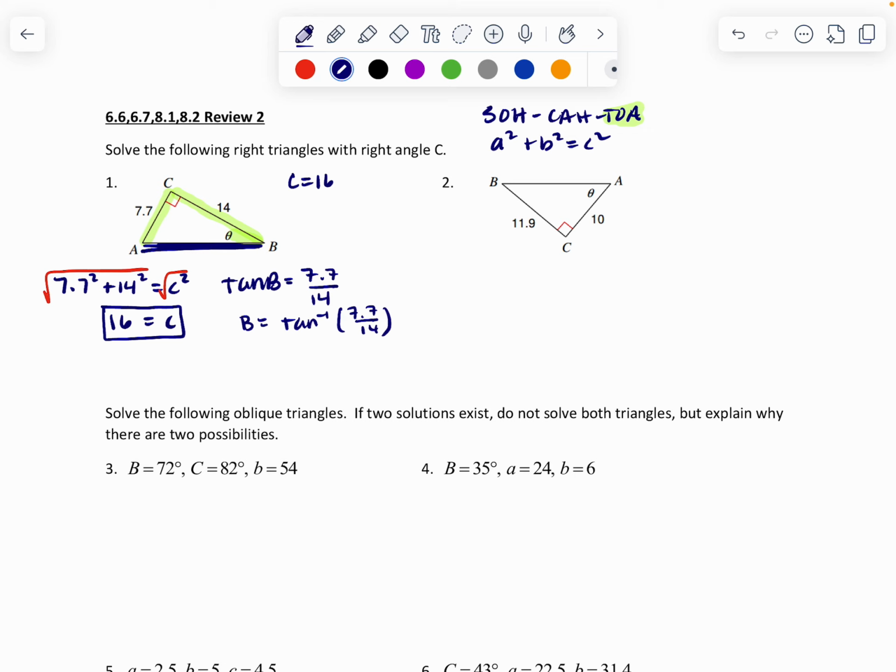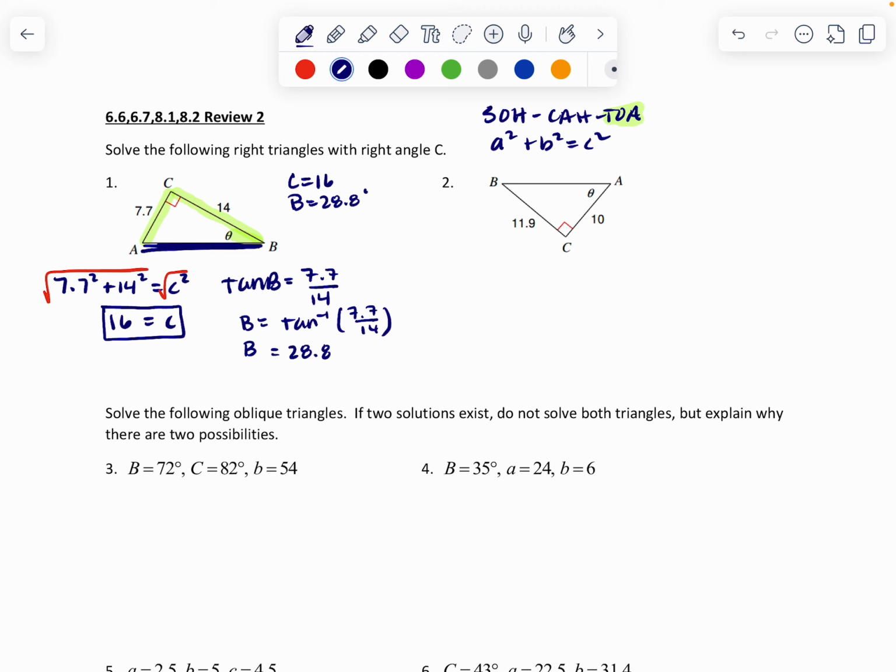Plugging that into my calculator, second tan of 7.7 divided by 14, I got about 0.5. Clearly it's not 0.5, I'm in the wrong mode. Let's try that again, sorry about that. Okay, 28.8. That sounds a little bit better. So angle B is 28.8 degrees.